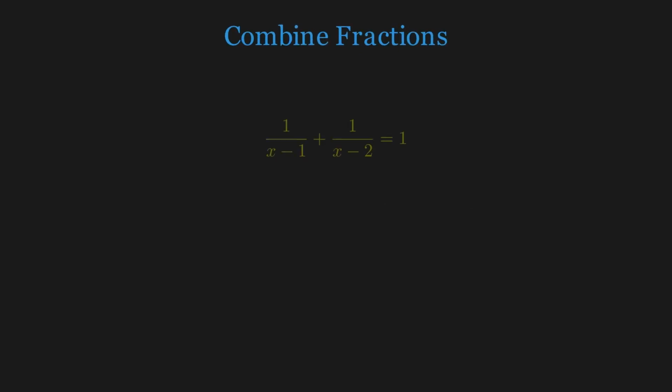With a common denominator in place, we can now combine the fractions on the left side of our equation. This gives us the quantity x minus 2 plus the quantity x minus 1, all divided by the product of x minus 1 and x minus 2 equals 1. This step simplifies our equation, bringing us closer to our solution.